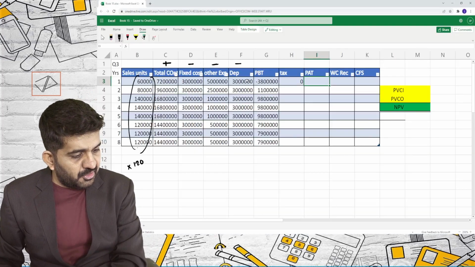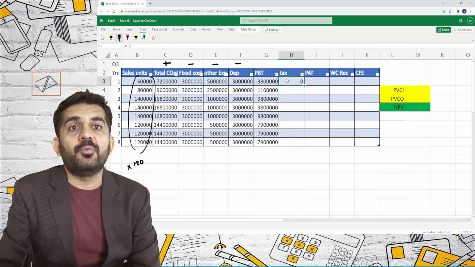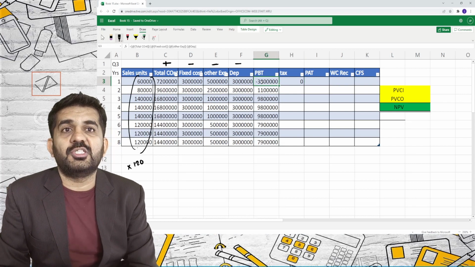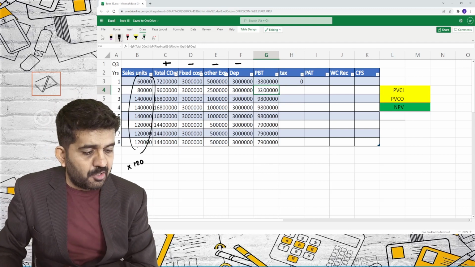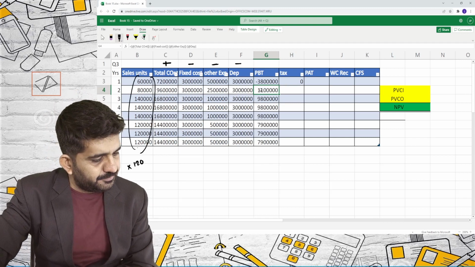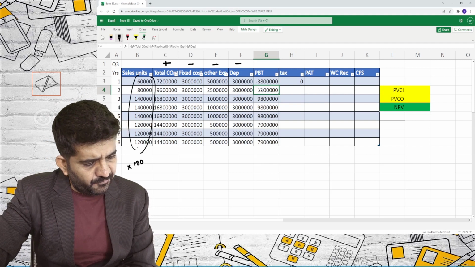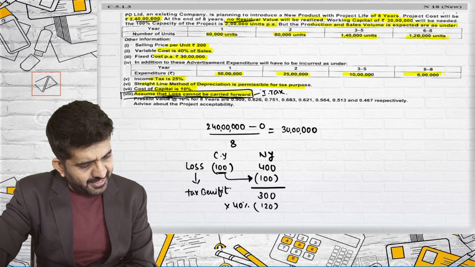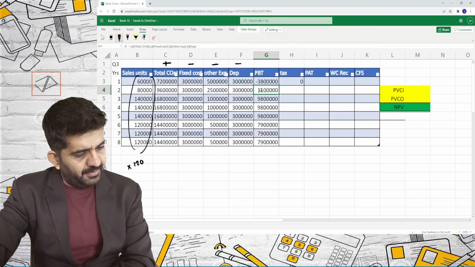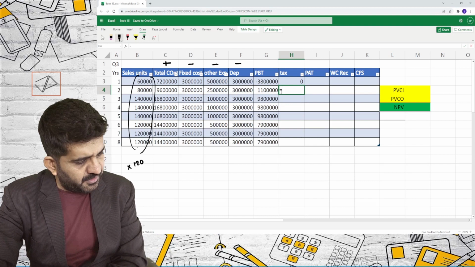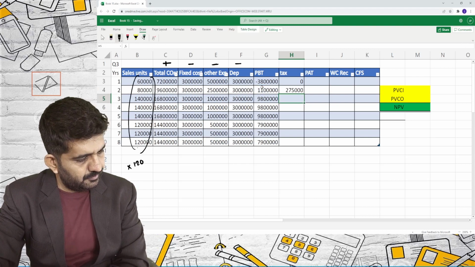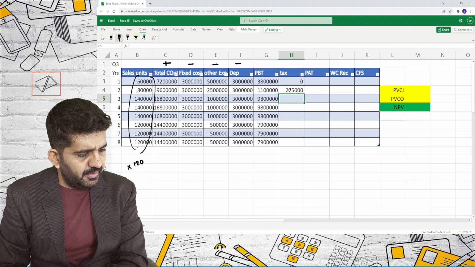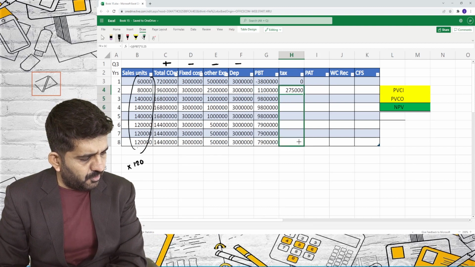So in current year, tax will be 0. But this loss cannot be carried forward in next year. So next year I will pay normal tax. Income of current year is 11 lakhs and tax rate is 25%. So income tax will be 25% of this, equal to this multiplied by 0.25. It is 27,500 and it will remain 25% for all years.